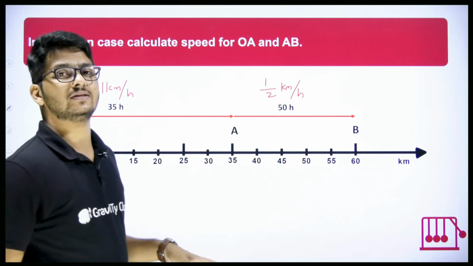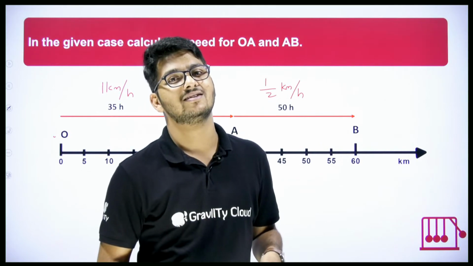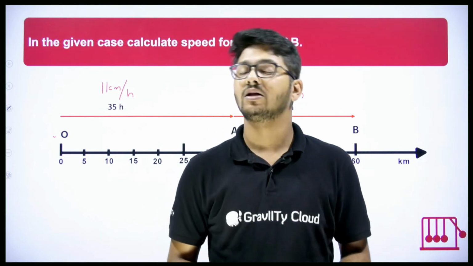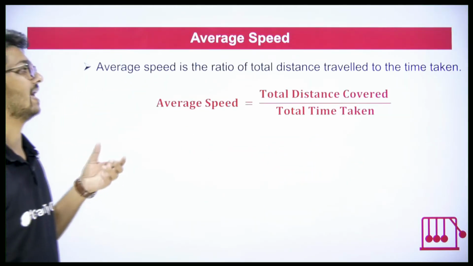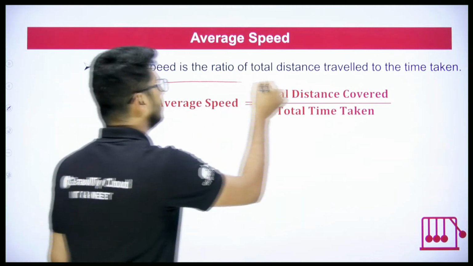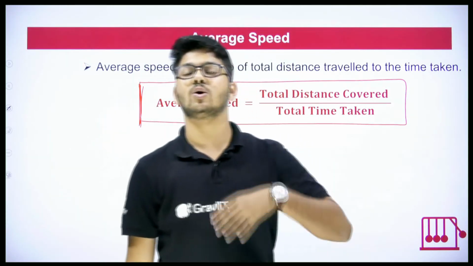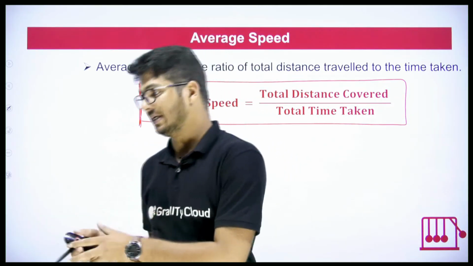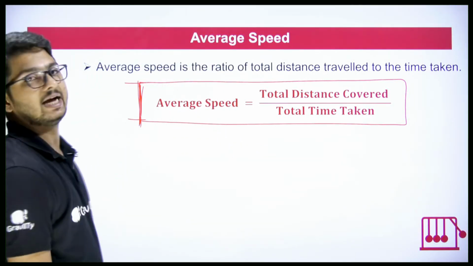You have two different speeds. So you can't tell it as 1 kilometer per hour or you can't tell it as half kilometer per hour. Understood? Then what will we do in this case? For that, we define something called average speed. What is the formula? Same formula or similar formula. The only thing is we take total distance, we take total time and divide them. It is total distance covered by total time taken. That is average speed. So average speed is equal to total distance covered by what? Total time taken.